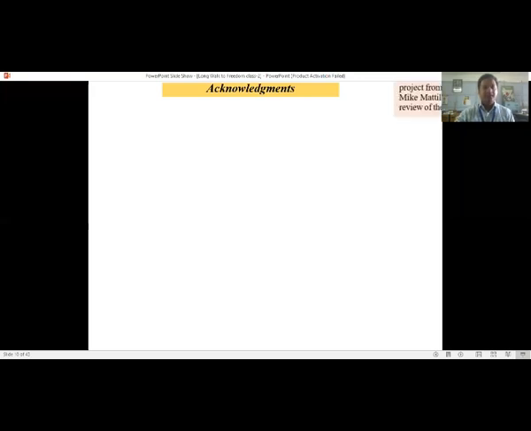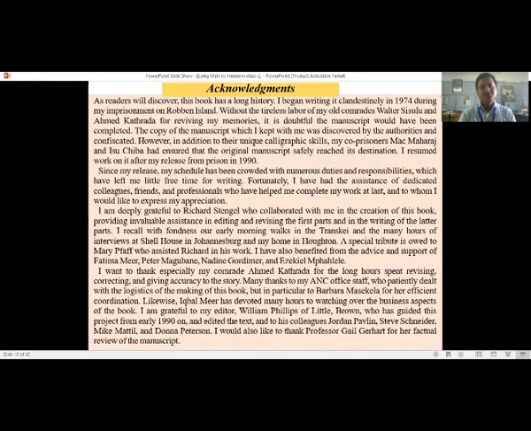Mandela says, as readers will discover, this book has a long history. I began writing it clandestinely in 1974 during my imprisonment on Robben Island. Without the tireless labor of my old comrades Walter Sisulu and Ahmed Kathrada for reviving my memories, it is doubtful the manuscript would have been completed.